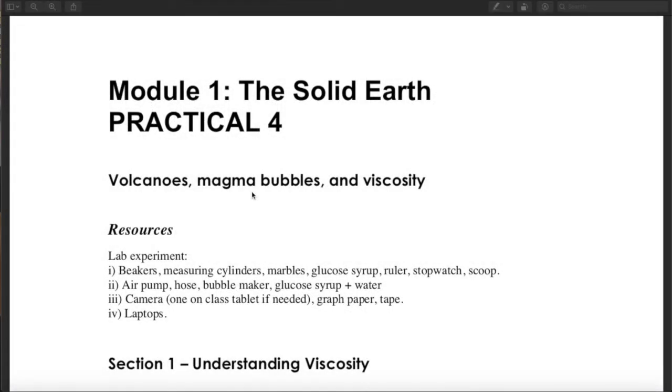Craig here, and this is Practical 4 for Module 1, the Solid Earth. So this practical is on volcanoes and magma bubbles and the relationship to magma viscosity.